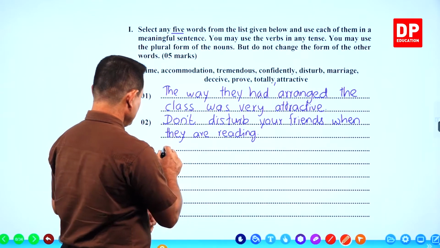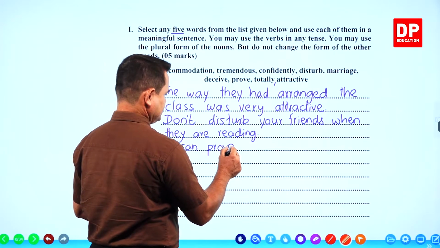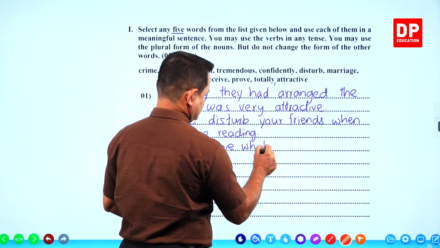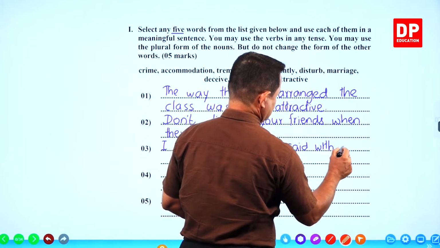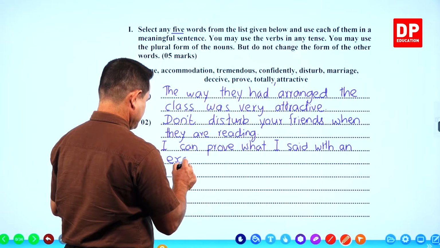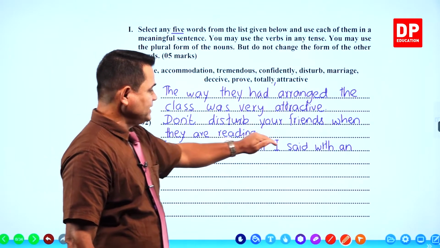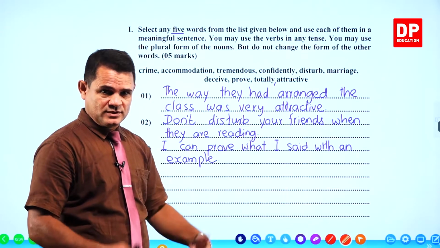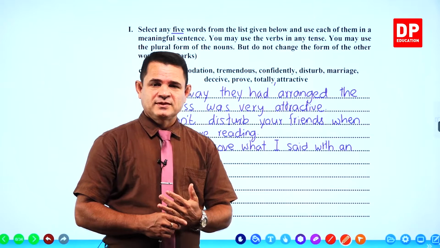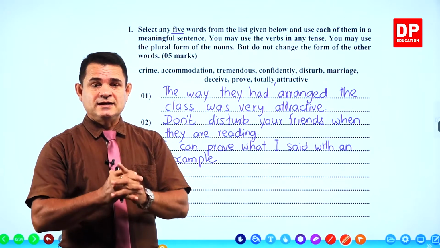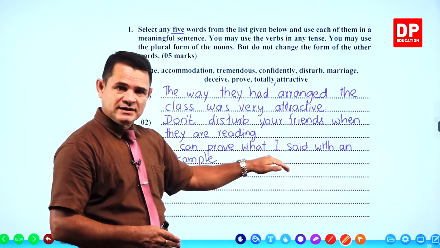Right, so we'll say, I can prove what I said with an example. I can prove. මට පුළුවන් ඔප්පු කරන්න what I said, මං කියපු දේ with an example, උදාහරණයක් සමගින්ම කියලා, right? So any sentence, or can you prove what you said? මට පුළුවන්ද කියපු දේ ඔප්පු කරන්න. So likewise, he proved that it was true. එයා ඔප්පු කරා ඒක ඇත්ත කියලා. ඒ වගේ you can use any example. I just gave you a simple example, right?